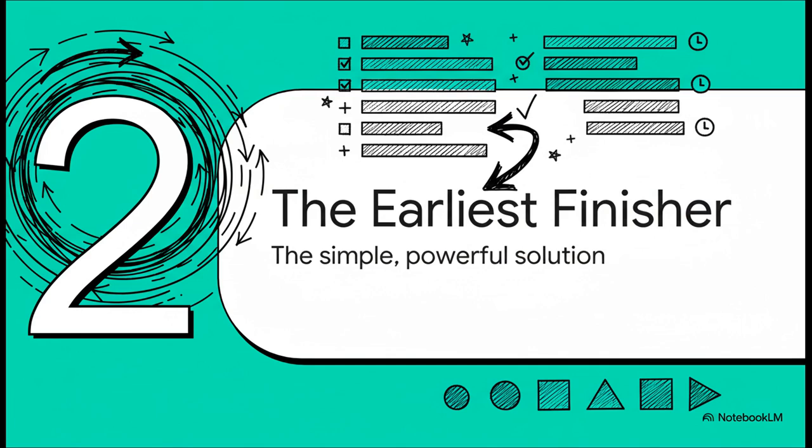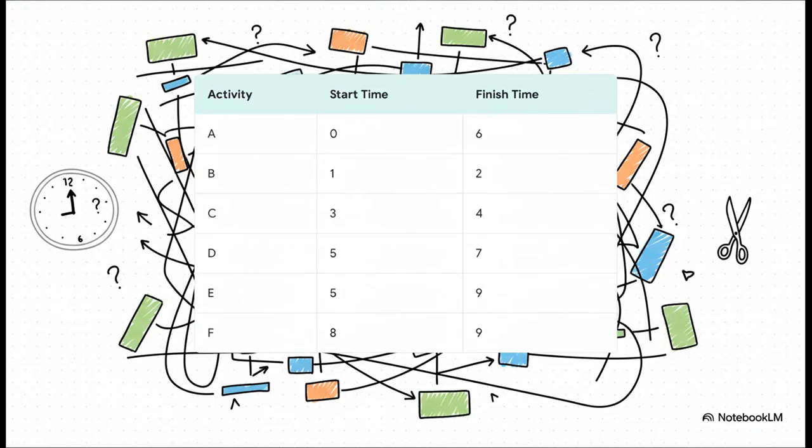So how in the world do we find this perfect schedule? Well, the answer is a really elegant idea, a greedy algorithm that I like to call the earliest finisher rule. Let's take a look at a sample set of activities here. I mean, it's a total mess, right? They're all jumbled, starting and ending at different times. Your first instinct might be, what? Pick the one that starts first? Or maybe the one that's the shortest. Where do you even begin?